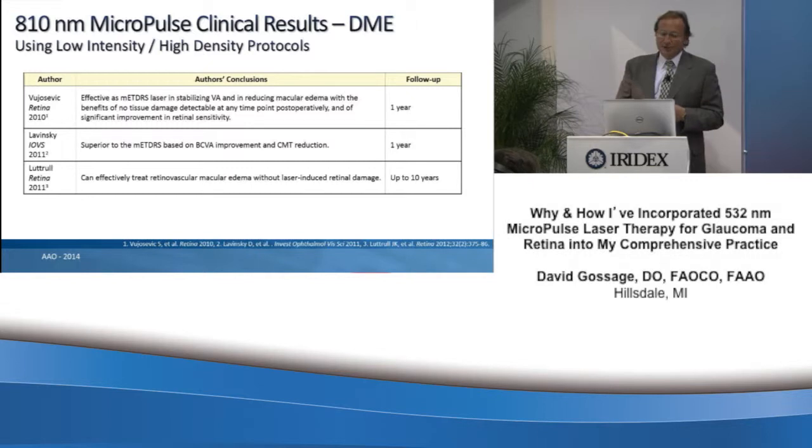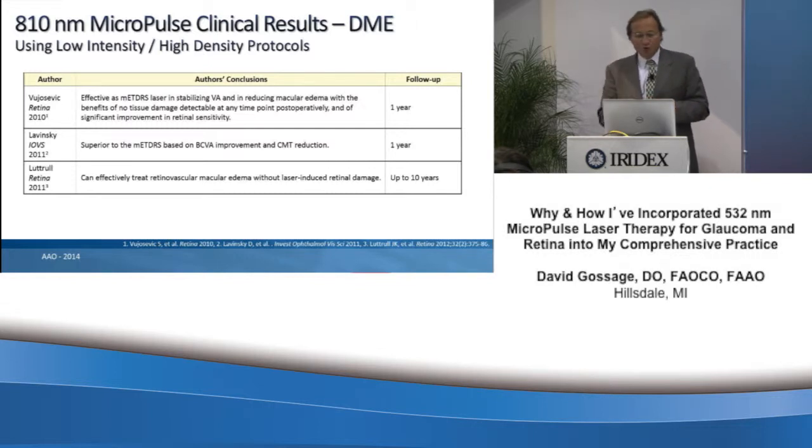And in Levinsky's study, basically he looked at what's the central macular thickness and which one did better. Was it the modified ETDRS or that of the MicroPulse? And actually the MicroPulse did a little bit better in his study compared to that of the modified ETDRS.